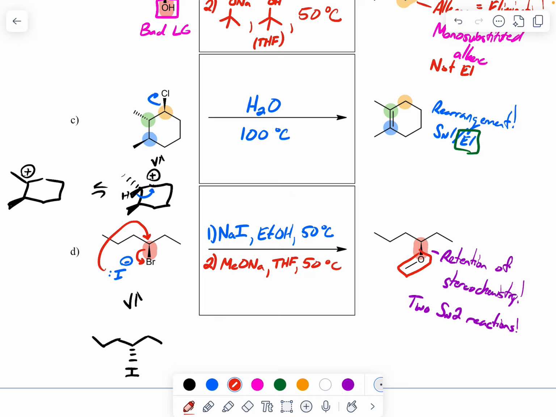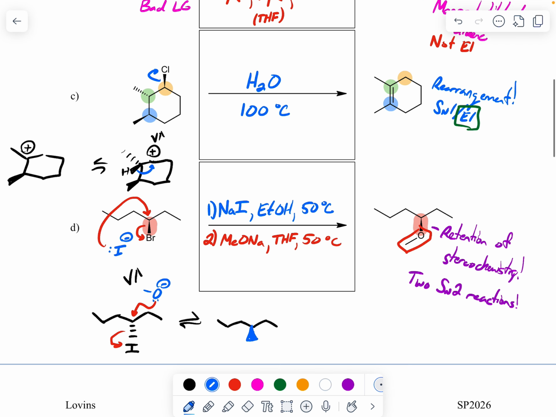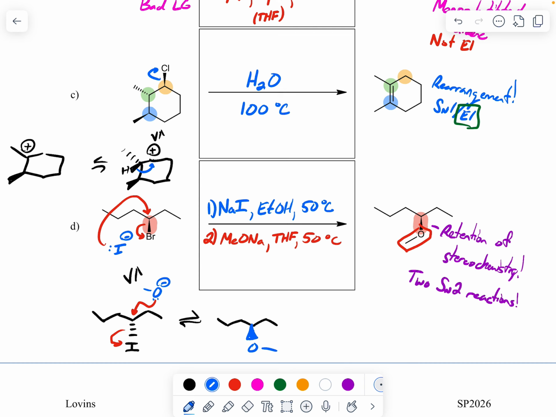So this right here will give us two SN2s, where the first one does the wedge to a dash, and the second one, whenever we use our methoxide, will displace the iodide and turn that dash into a wedge. And so that's how you do that problem.